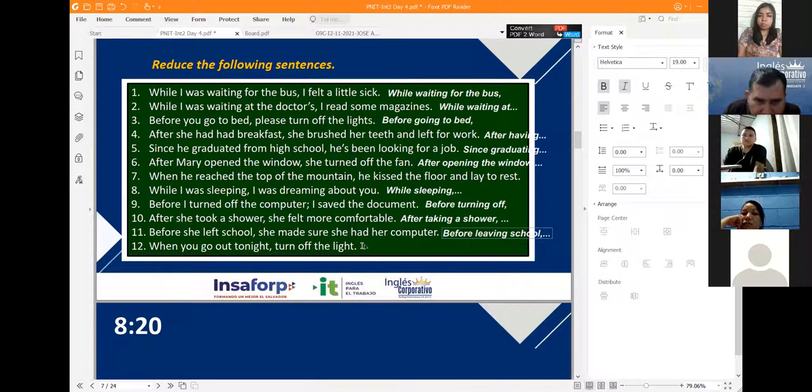Before leaving school. And the last one, number 12. You go out tonight, turn off the light. You go out tonight, turn off the light. Yeah, when going out tonight. Okay, okie dokie. Fantastic. An excellent job.